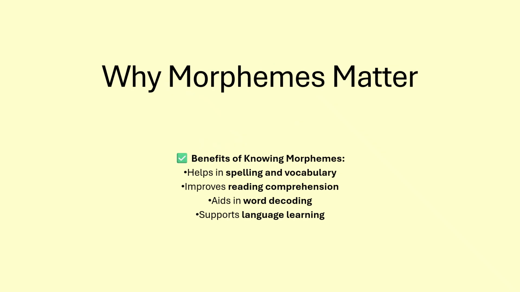Why do morphemes matter so much then? Understanding morphemes can help your students to figure out unfamiliar words by breaking them into parts. It's really helpful in subjects with specialised vocabulary such as science and history. It can help your students with spelling, vocabulary, reading comprehension, decoding words, and can support language learning. So they're really quite important to help students on their journey with literacy.